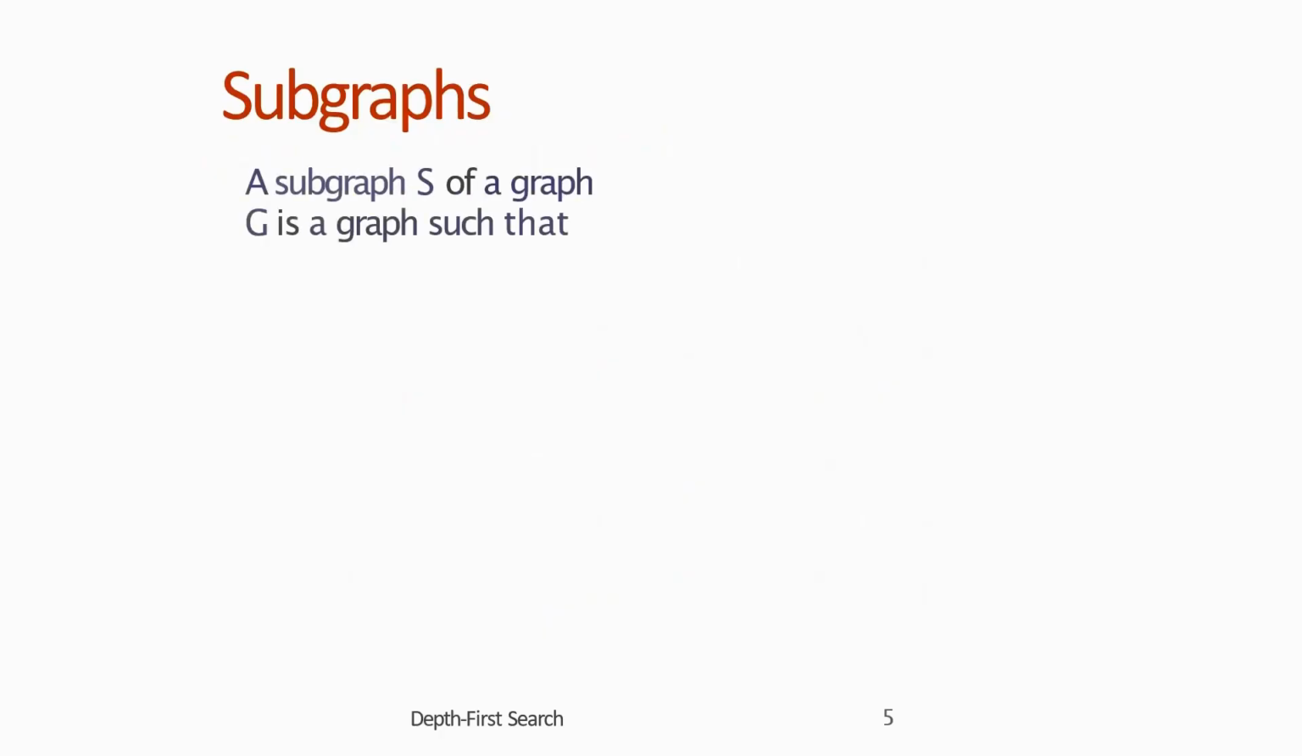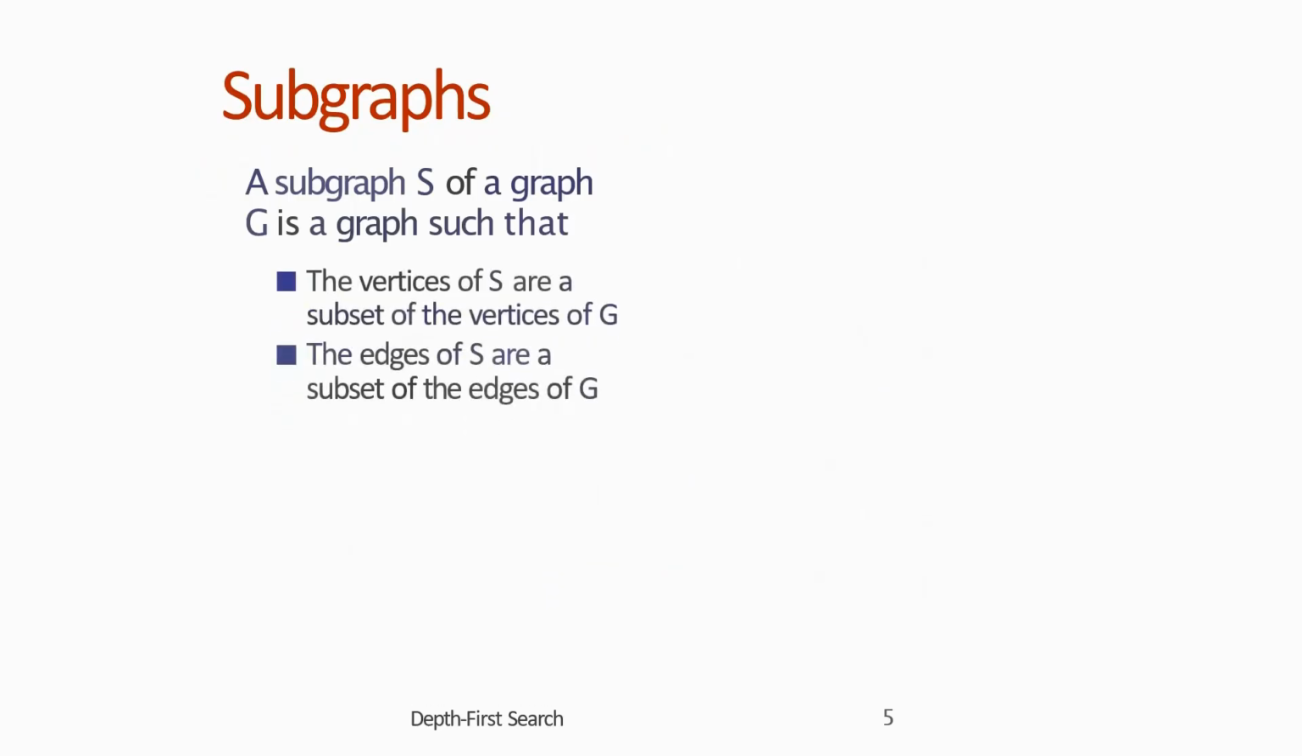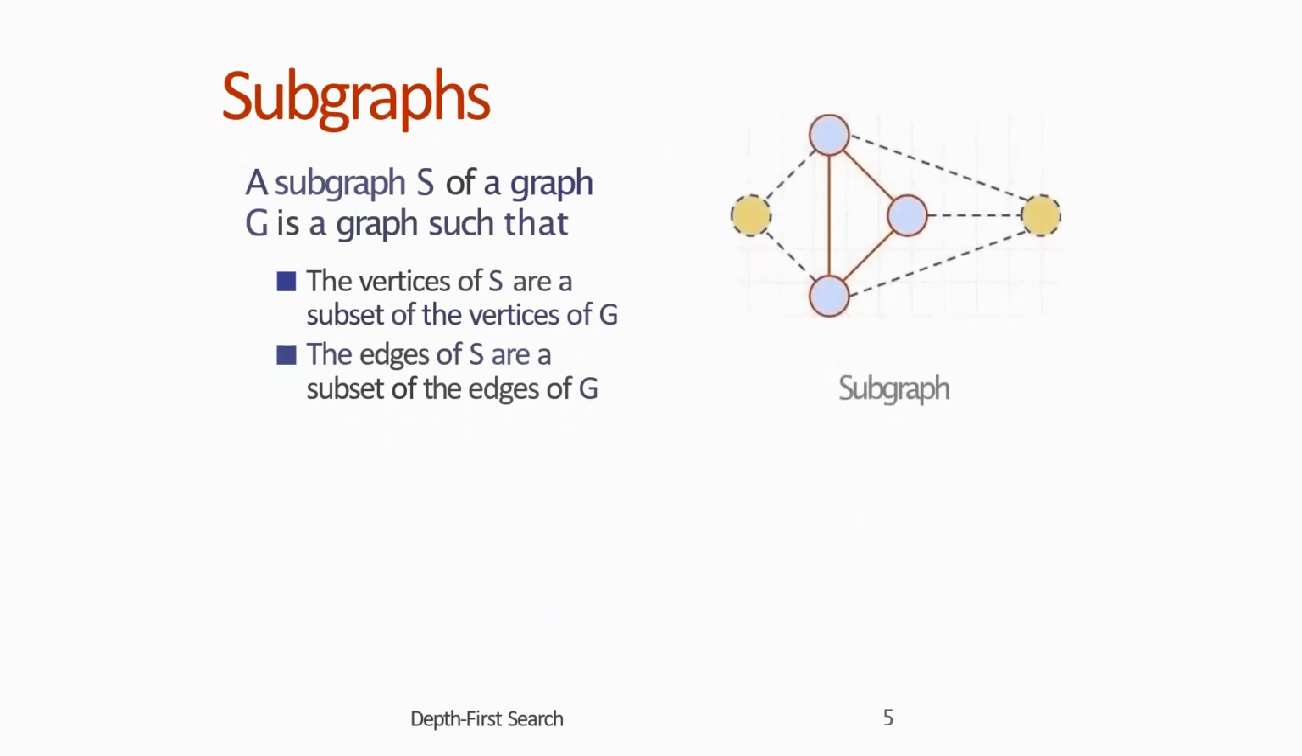So a subgraph S of a graph G is a graph such that the vertices of S are a subset of the vertices of G, and the edges of S are a subset of the edges of G, right? What's the condition of a subgraph? A subgraph is a part of a larger graph, right? It consists of a subset of the original graph's vertices and a subset of its edges, right? Critically, if an edge is included in the subgraph, its two endpoints must also be included.